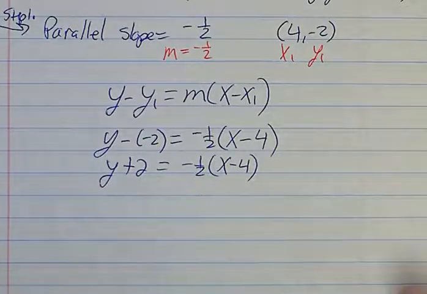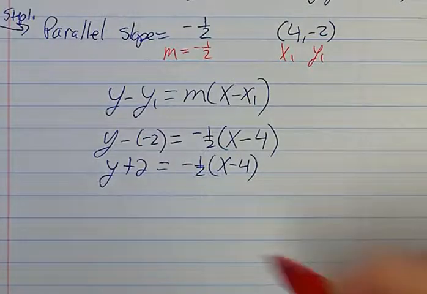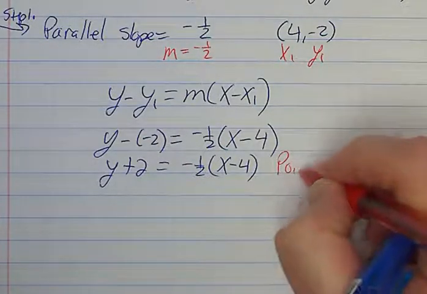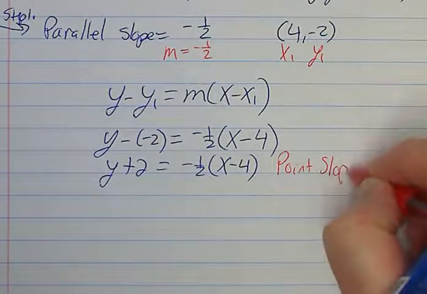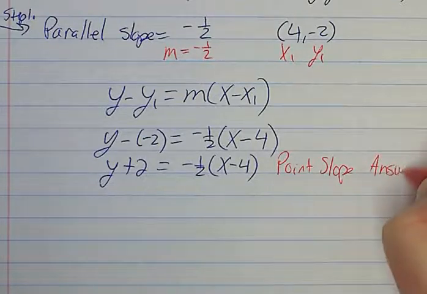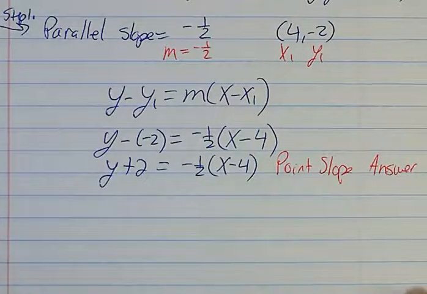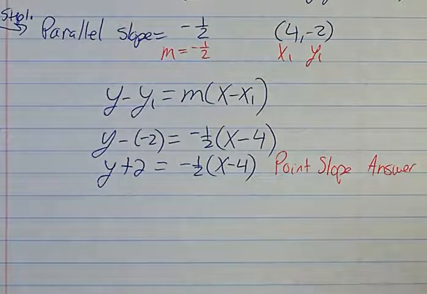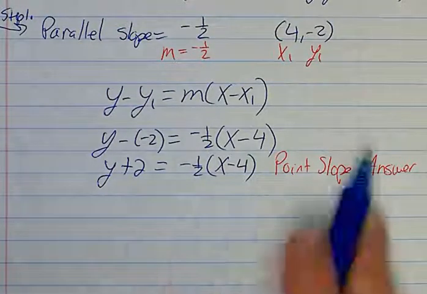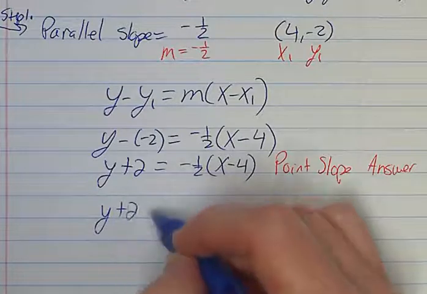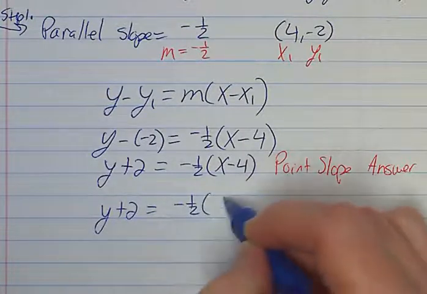Now, it kind of goes back and forth. They don't always ask for the same form. But if they ask you just for point slope, that would be your point slope answer. Sometimes they'll let you stop there, sometimes they don't. So we're going to go ahead and do both of them. If they ask for point slope, you can leave it there. If they ask for slope intercept, that's where we're going to go ahead and kind of work this thing out.